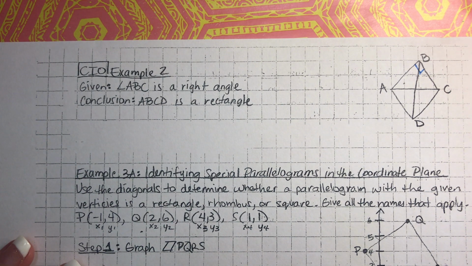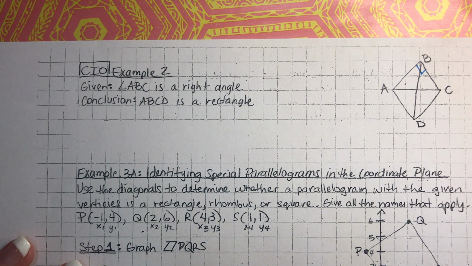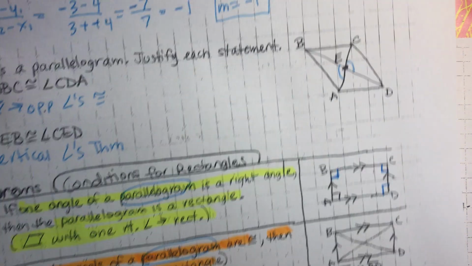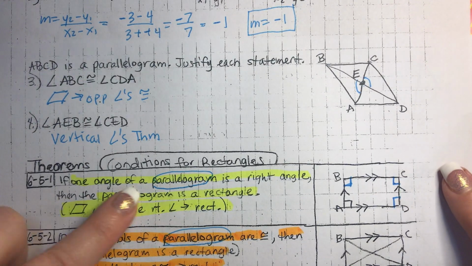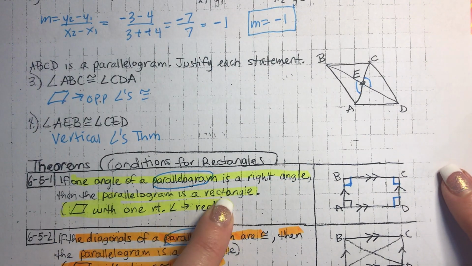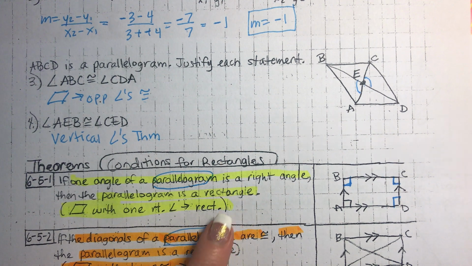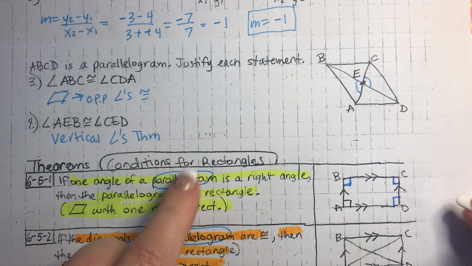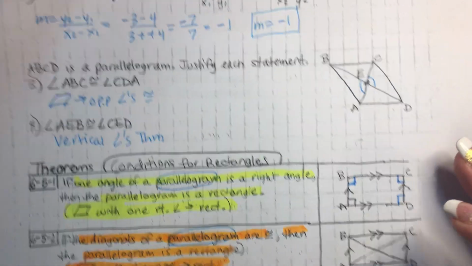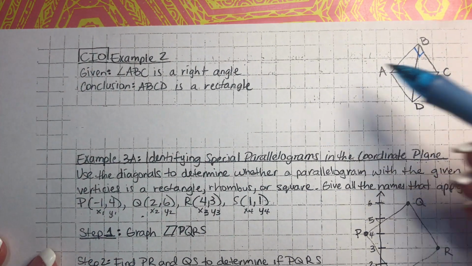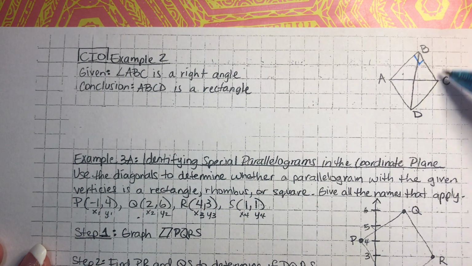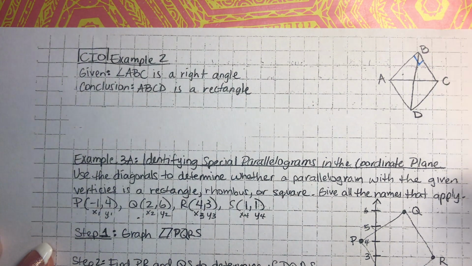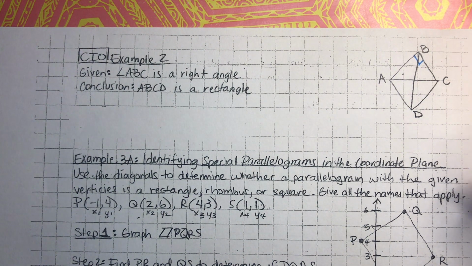Where is my theorem for rectangles? What does it say? If one angle of a parallelogram is a right angle, then the parallelogram is a rectangle. So this is great. We have one angle that is a right angle, but do we have that it's a parallelogram? Do we have the given information that lets us know this is a parallelogram? And no, we don't. It is so heartbreaking. We're so close, but so far.